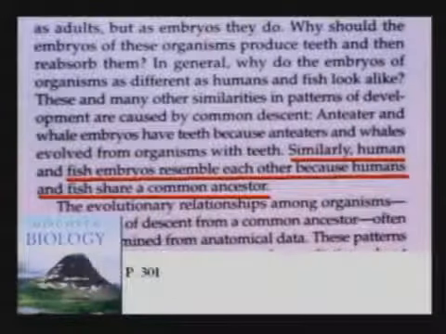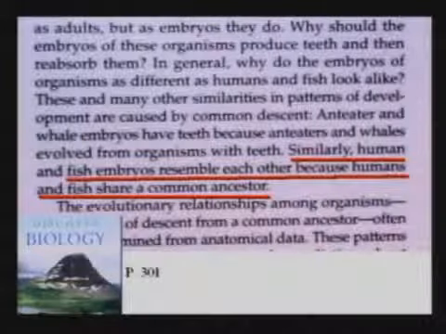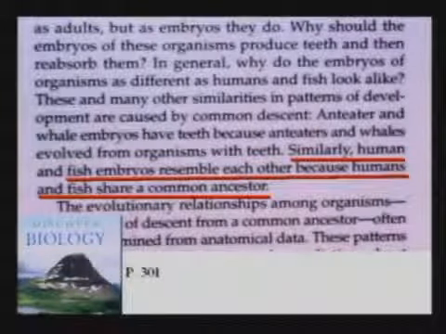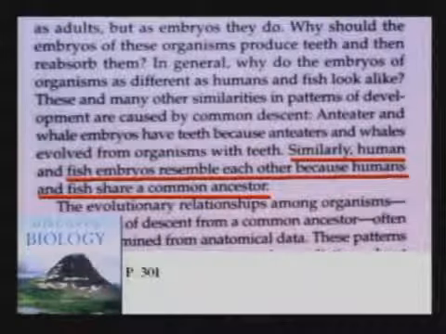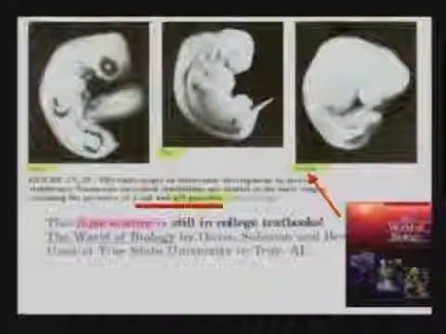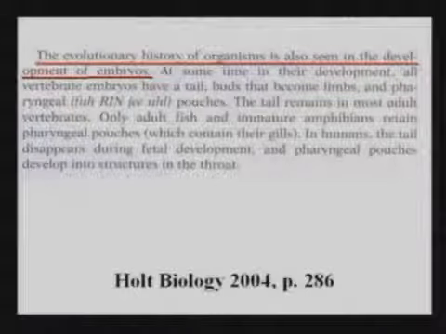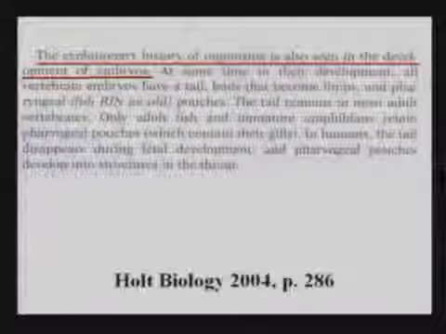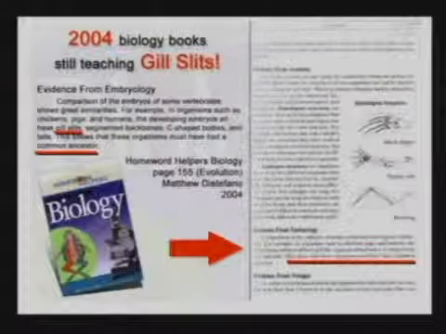This is a college textbook used at Rutgers University. It says similarly, because humans and fish embryos resemble each other, humans and fish share a common ancestry. They have tails and gill pouches. Interesting. A 2004 Holt biology textbook says the evolutionary history of organisms is seen in the development of embryos. Folks, this is a lie.